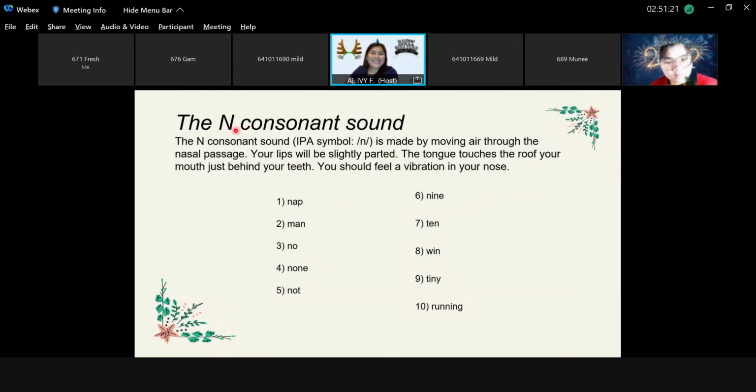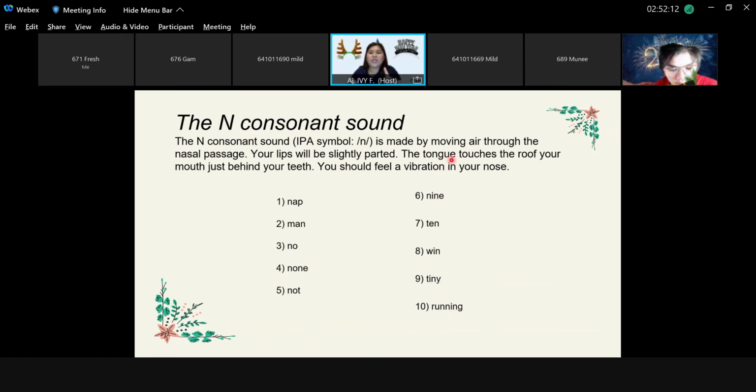So the consonant sound is made by moving air through the nasal passage. This is your nasal passage. Your lips will be slightly parted. The tongue touches the roof of your mouth behind your teeth. You should feel a vibration in your nose, like the words nap, man, no, none, not, nine, ten, win, tiny, and running. So these are consonant sounds.